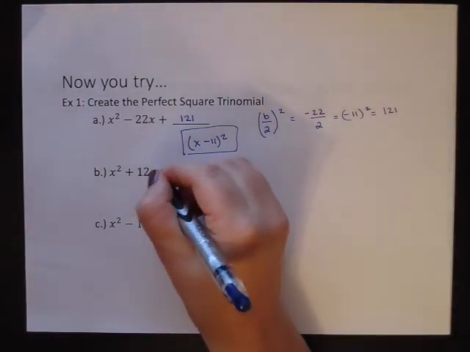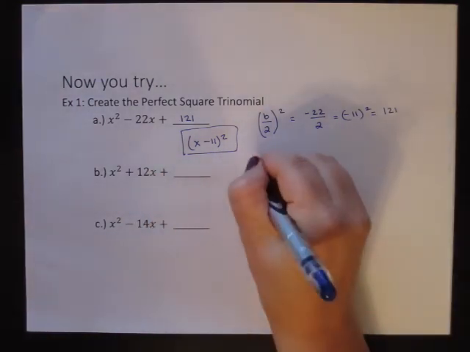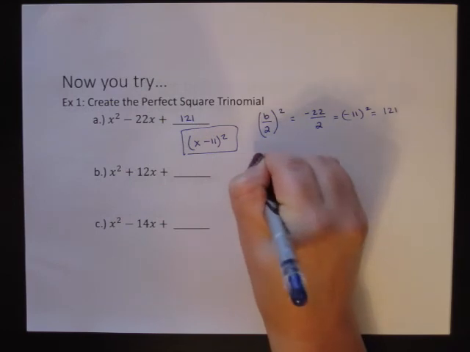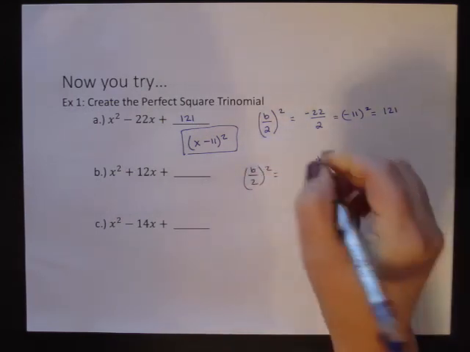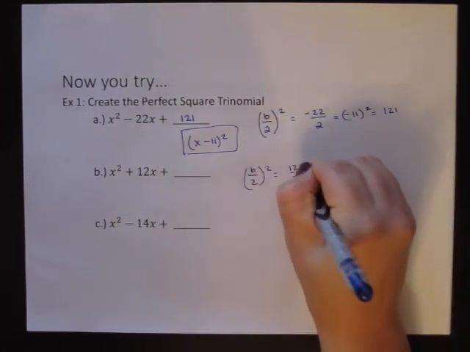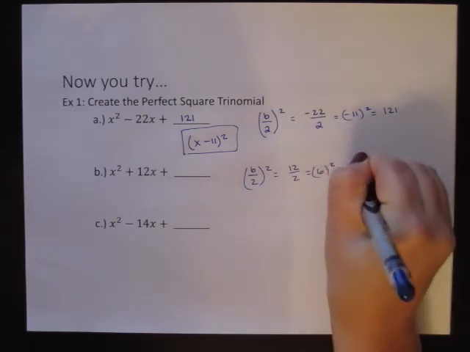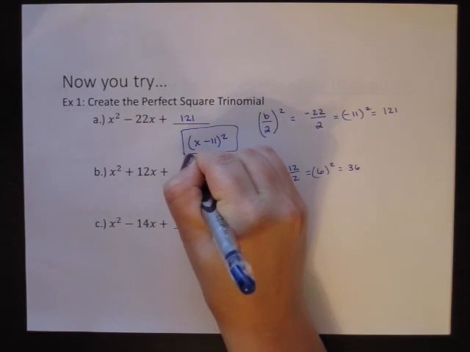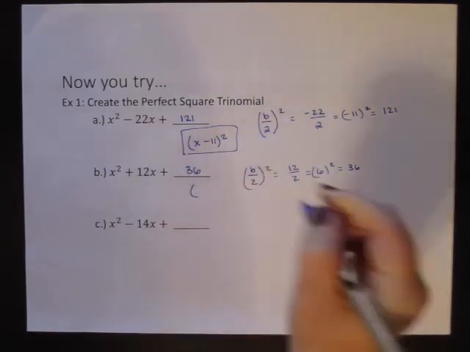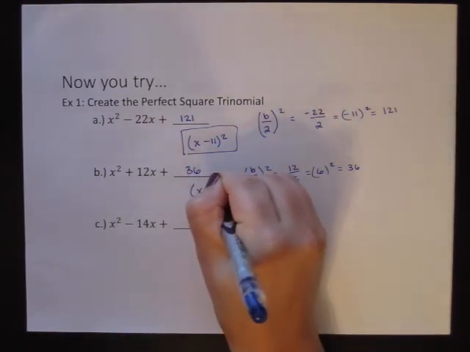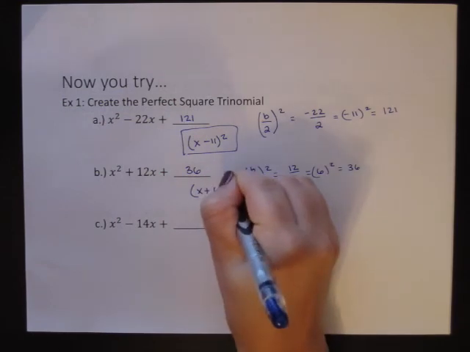Alright, so we got x squared plus 12x plus blank. So first thing I want to do is I want to take my b and I want to divide it by 2. So that would be 12 divided by 2, which would be 6. Then I want to square that result, which would be 36. So that's what I put in my blank. And I'd go x plus 6 squared.